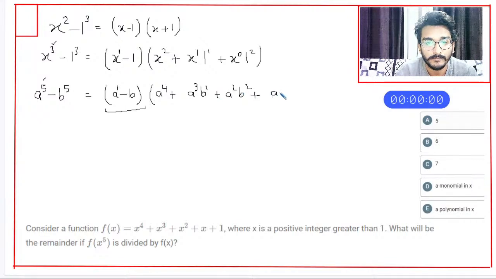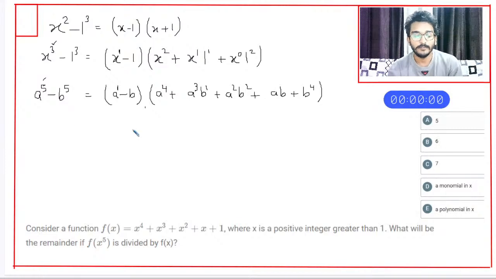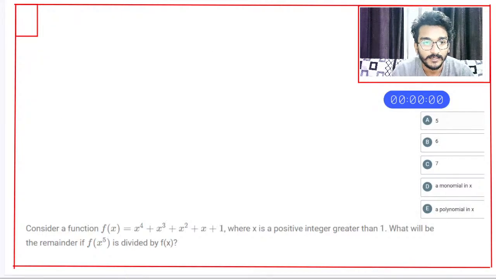So this is a fundamental, or a pattern, you can say. Is this clear? We'll use the same fundamental in this particular question. Now let me proceed here. We have x^5. If I ask you what is x^5 minus 1, you will say that it is (x minus 1) times... and why I am doing this, you will just get to know.